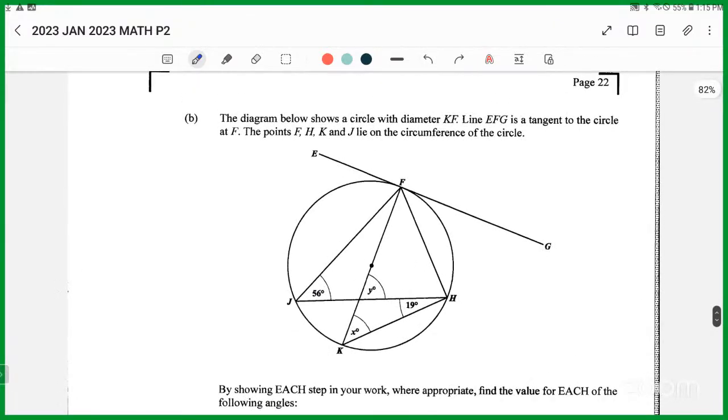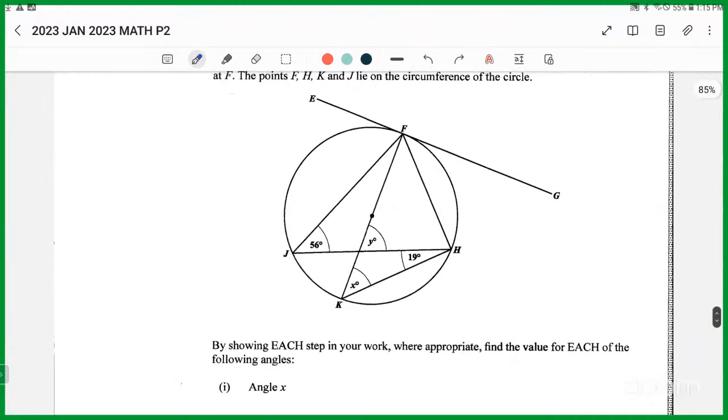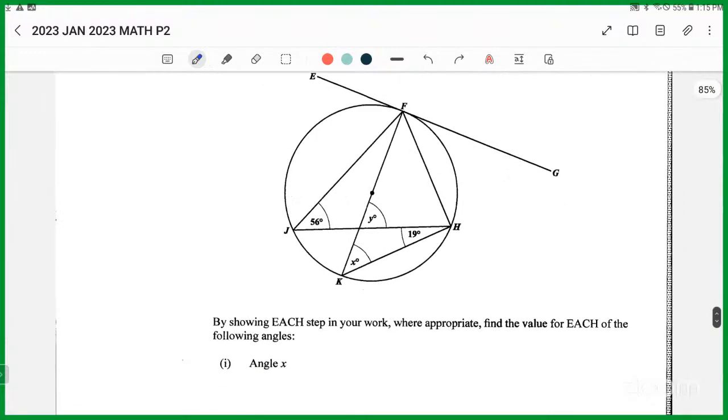Part B. The diagram below shows a circle with diameter KF, line EFG, which is the tangent to the circle at F. Points F, H, K and J lie on the circumference of the circle. Showing each step in your work, find the value of angle X. That's right here.